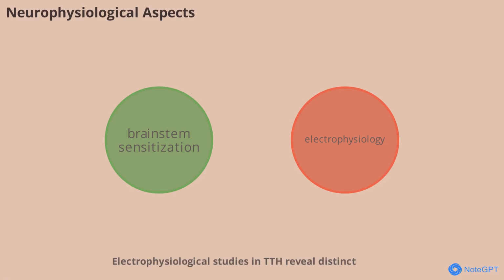Electrophysiological studies in TTH reveal distinct patterns between episodic and chronic forms. While episodic TTH often shows normal responses, chronic TTH is associated with increased peripheral muscle activity, heightened brainstem excitability, and lower pain thresholds. These changes suggest that chronic TTH involves sensitization at the brainstem level, rather than the cortex.